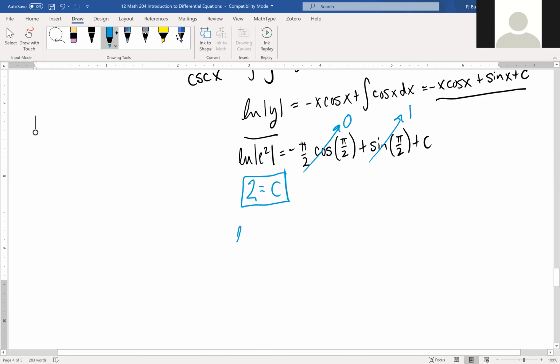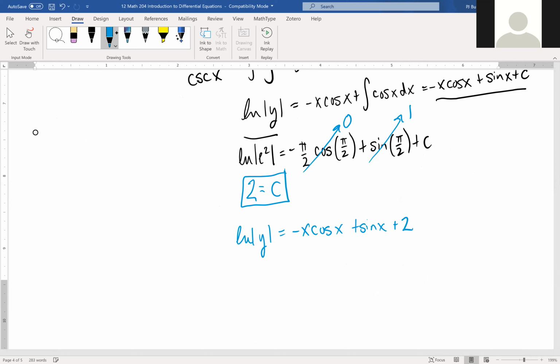So then we have natural log of y is equal to this. And then solve for y. So I'm going to take e of both sides. Wait, why is c 2? Shouldn't it be 1? Oh yeah, I forgot to move this 1 over, didn't I? Silly me. Thank you. There we go. All right.